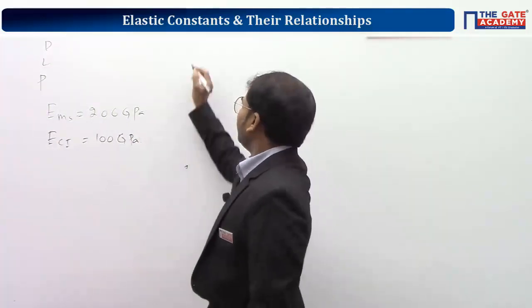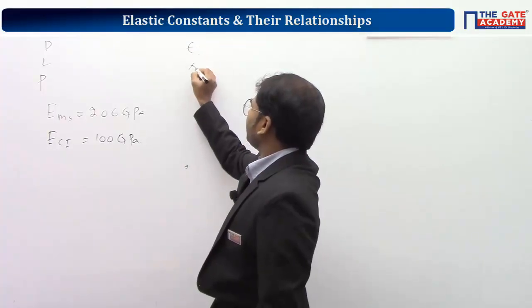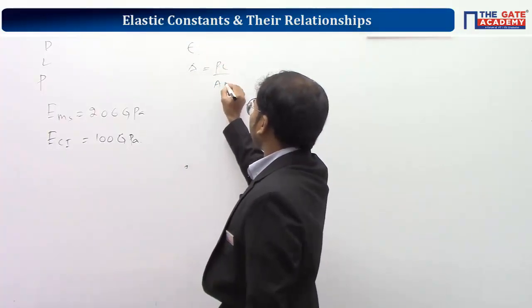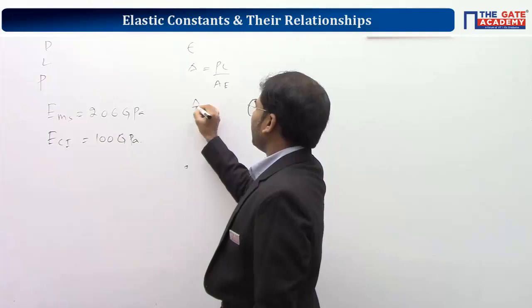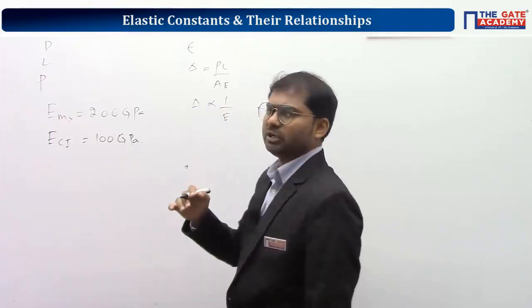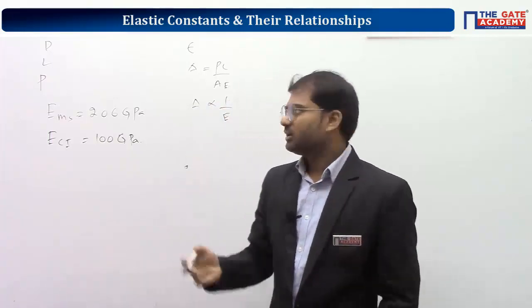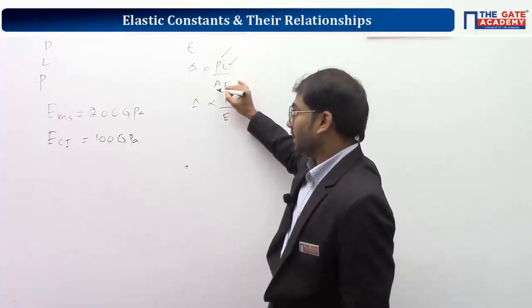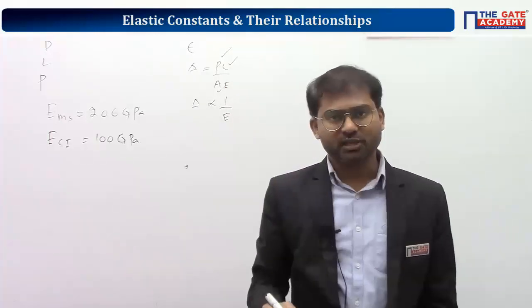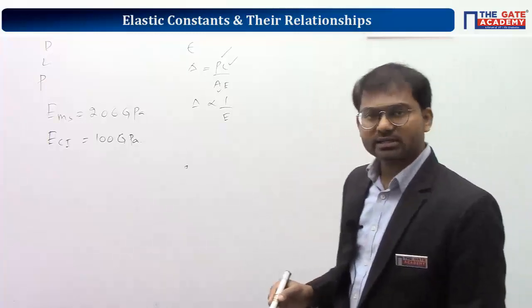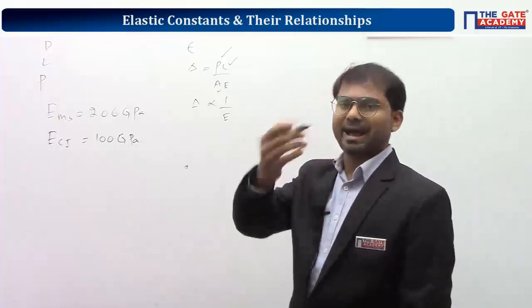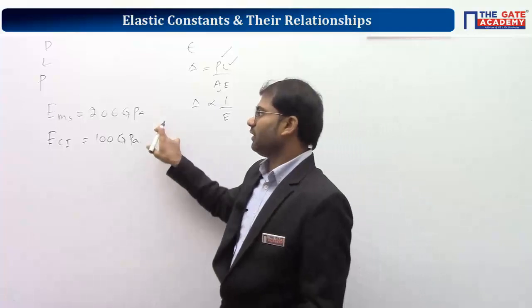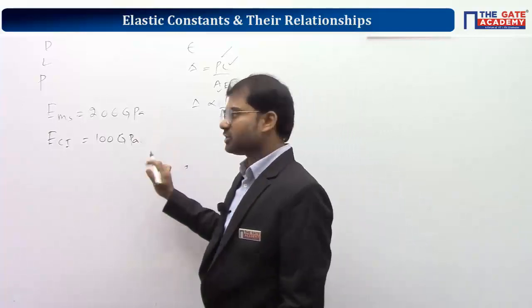Elongation will be according to the formula PL by AE. So we see that elongation is inversely proportional to Young's modulus. Understand? Everything else is the same here. Load is the same in both cases, length is the same, diameter is the same, so area is also the same. So elongation is inversely proportional to Young's modulus. Whichever has the higher Young's modulus will have the lesser elongation.